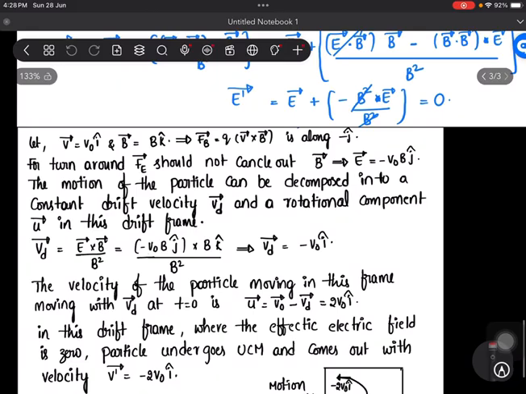So first let us calculate that drift velocity, right? So drift velocity Vd bar, you substitute the E bar equation they have given here, minus V naught B j cap. You can take the cross product. You will get this B square cancel out. Minus j cross k will become minus i cap. So this is the particular velocity with which I have to assume a frame from where I don't experience any electric force. We experience only magnetic force in that particular frame.